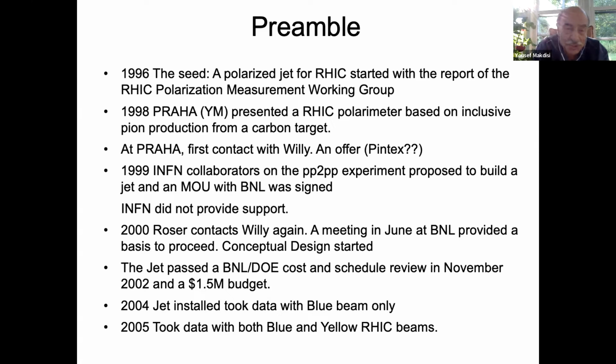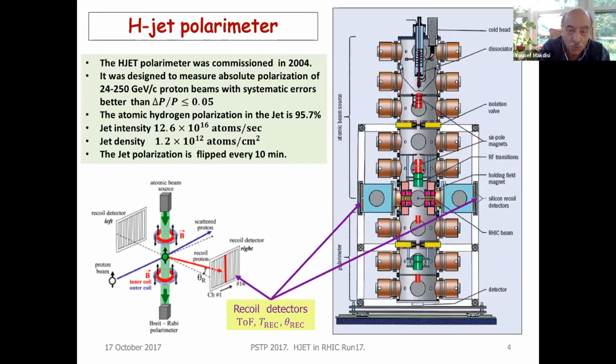Actually, it's interesting. I was only a project manager there, and DOE was skeptical that we would be able to keep to the budget. So I was getting phone calls once a month to describe to them where we are and what we're doing. And we actually managed to do the whole job with $10,000 remaining from that budget. Surprising. Now, this is the H-jet polarimeter, and it was commissioned, as I said, in 2004.